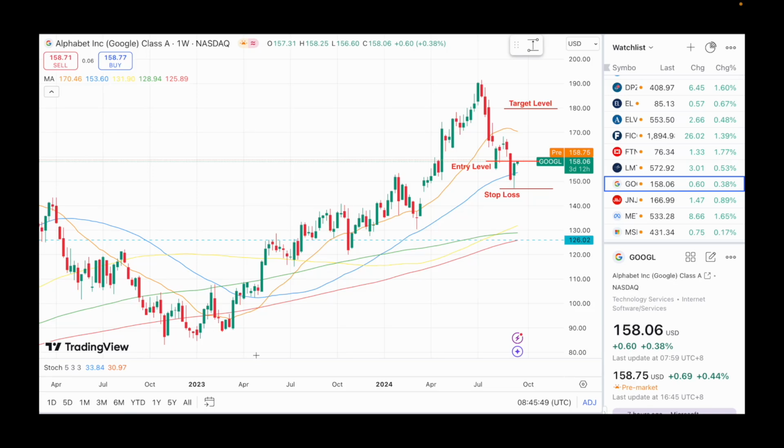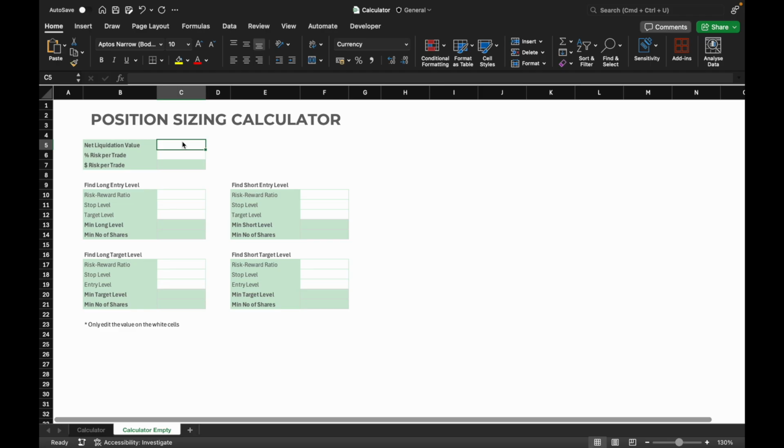To make this simple and easy to understand, I will create a calculator using an Excel spreadsheet. Let's assume your account net liquidation value is 10,000 and you risk 1% per trade. The total amount of risk per trade will be your net liquidation value times your percentage risk per trade, which equals $100. Next, in the rows below, input your risk to reward ratio. You can choose any amount, but let's assume a risk to reward ratio of 2.